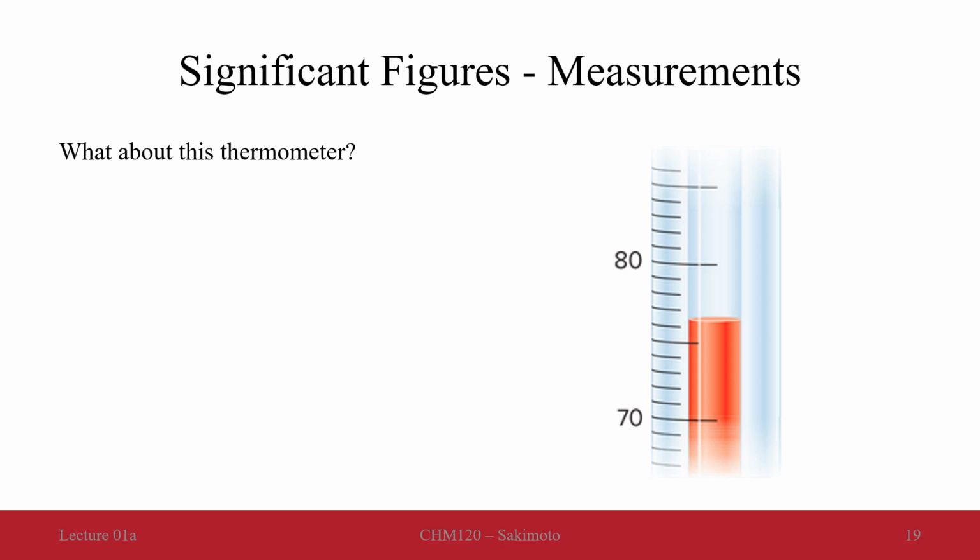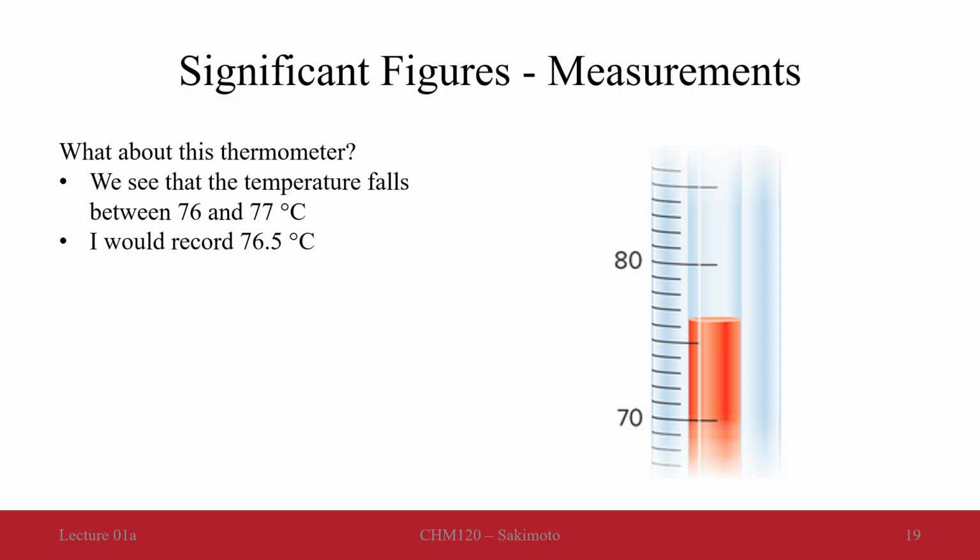Let's look at another example. Let's say we look at a thermometer, here measuring maybe the temperature of the room. For this particular thermometer, we see that the liquid level falls somewhere between 76 and 77 degrees Celsius. Again, we have a line every 1 degree Celsius, so we can count the ones place and have to estimate a single decimal point. Because the liquid level falls roughly halfway between 76 and 77, I would record this as 76.5 degrees Celsius.